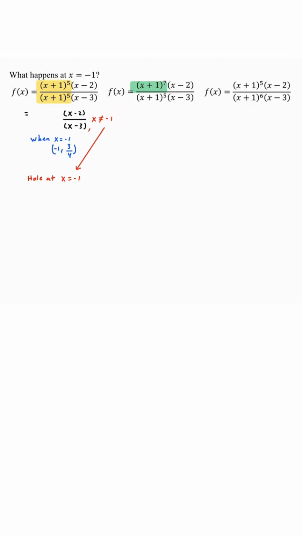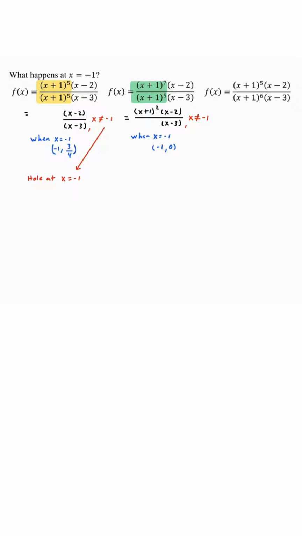Second example, there are 7 copies of x plus 1 in the numerator and 5 copies of x plus 1 in the denominator. Simplify this, you get the numerator (x plus 1) squared times (x minus 2) divided by the denominator x minus 3. Again, the unfactored version and factored version are not equivalent until you put x not equal to -1.